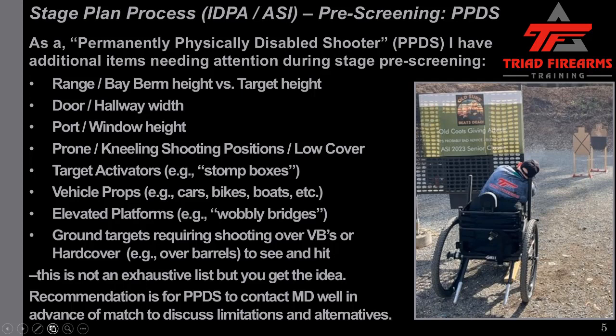These are conditions where PPDS is probably going to need an alternate position. Elevated platforms, for example, wobbly bridges, another non-starter requiring an alternate position of ability. Ground targets requiring shooting over vision barriers or hard cover, like barrels, to see and hit. Again, every stage is a seated stage for PPDS in a wheelchair. In the case of barrels, an easy fix is spreading them slightly apart to create spaces between to allow shooting. This is not an exclusive list, but you get the idea.